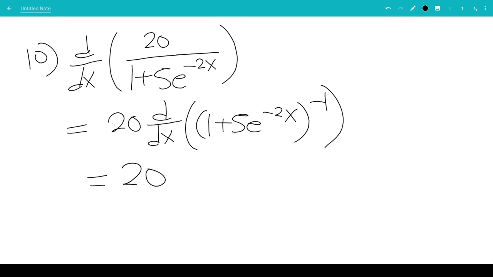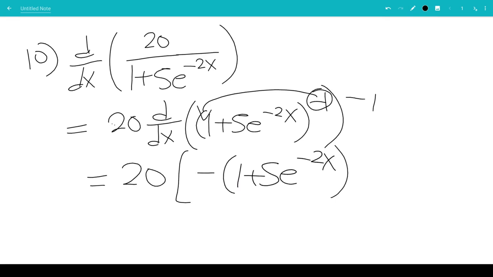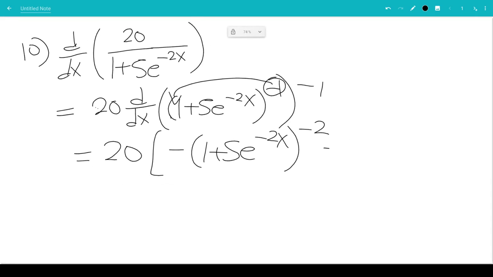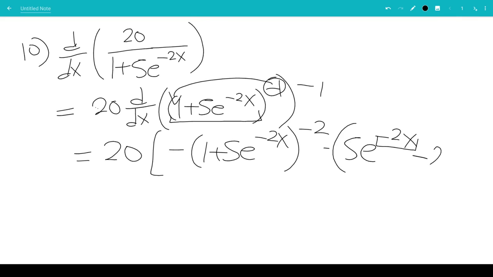So we get 20 times this derivative, which is, we're bringing this down, minus 1, so it would be minus (1 plus 5e to the negative 2x) to the negative 2 power times the derivative of the inside, which is, so we bring the negative, we do 5e to the negative 2x times the derivative of the inside, which is negative 2. So let's close all the brackets. So we get, so the negative and negative will cancel, leaving us with 20 times 5 times 2, so that would be 10 times 20, which is 200.